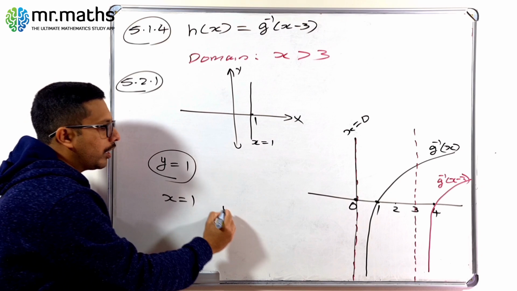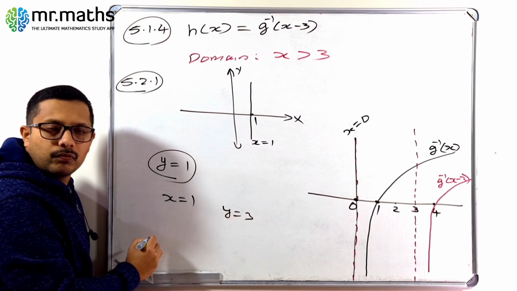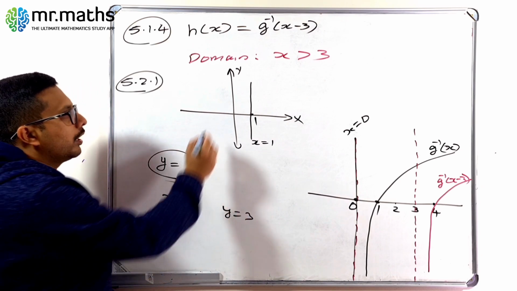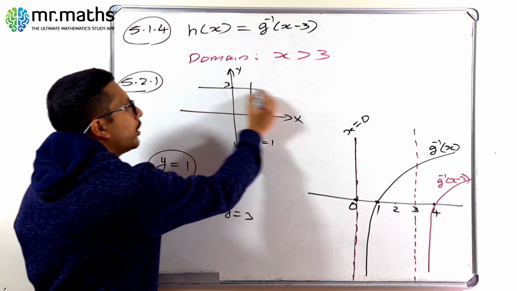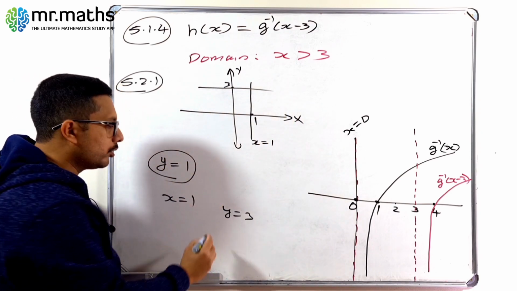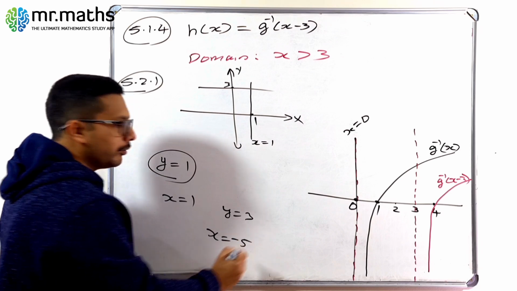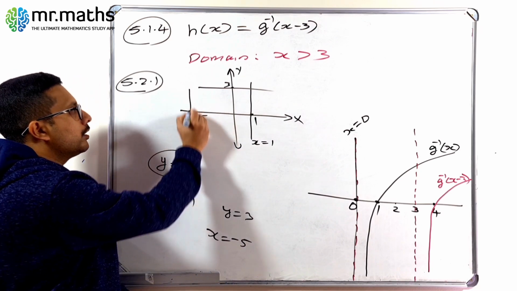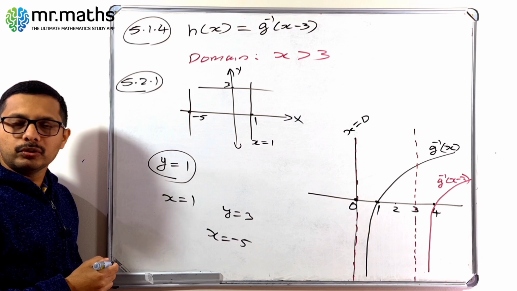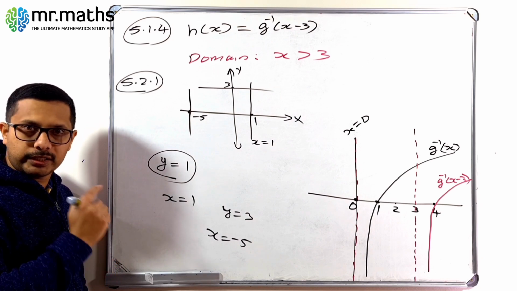If it is y is equal to 3, how can you draw that graph? Assume that this point is 3, then this is y is equal to 3. For x is equal to -5, assume that this point is -5, then this line is x is equal to -5. Do you remember that one? You studied it in grade 10.